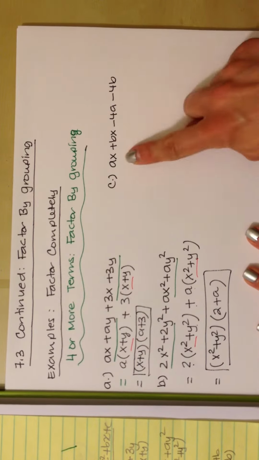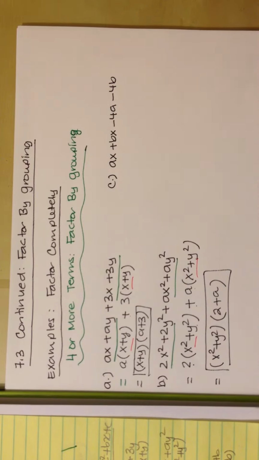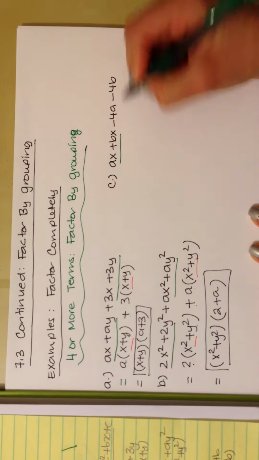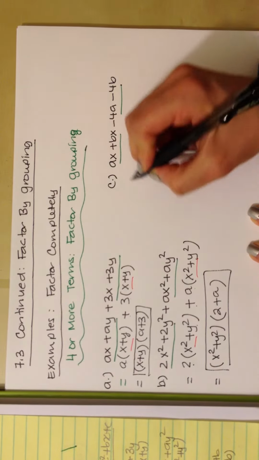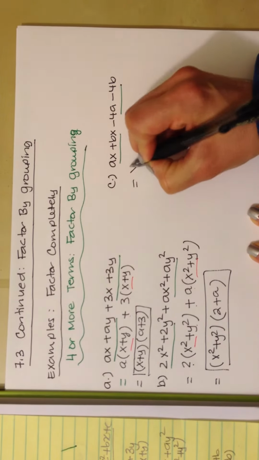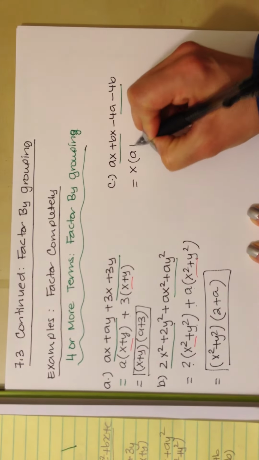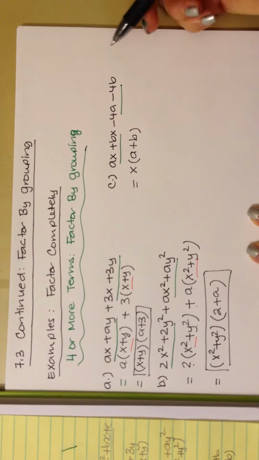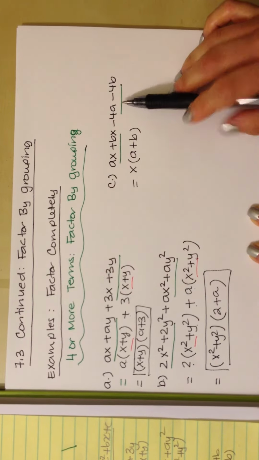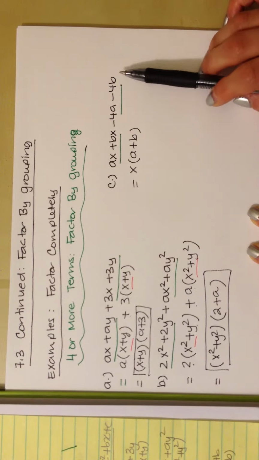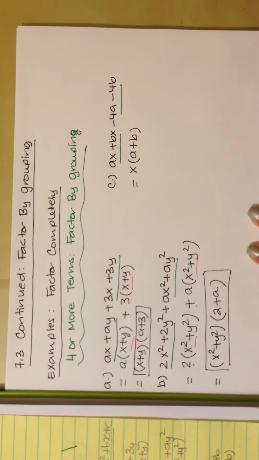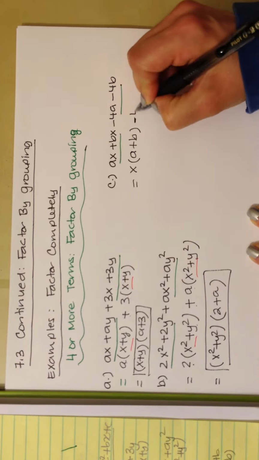Last example, 4 terms means grouping. Group the first 2 and the last 2. And let's see what happens. From the first 2, GCF is x, a plus b. Now this one's slightly different because unlike a and b, in the second part we have these negatives. And so the trick here is to factor out a -4.